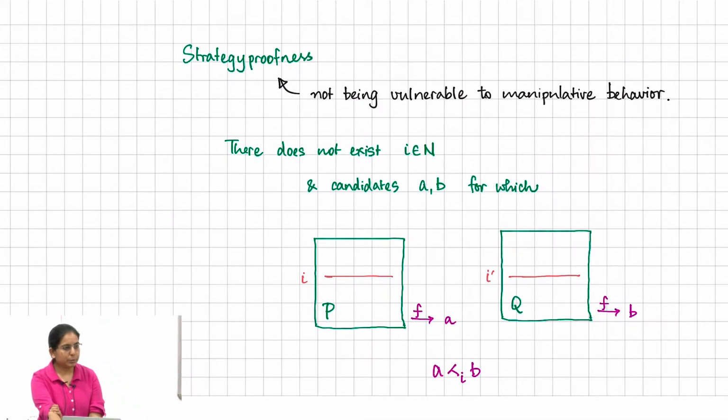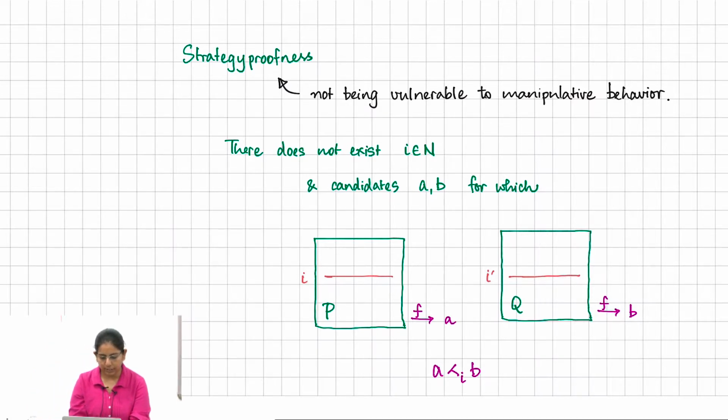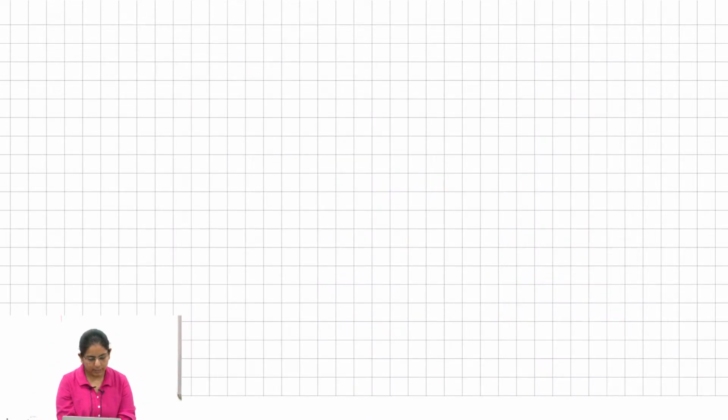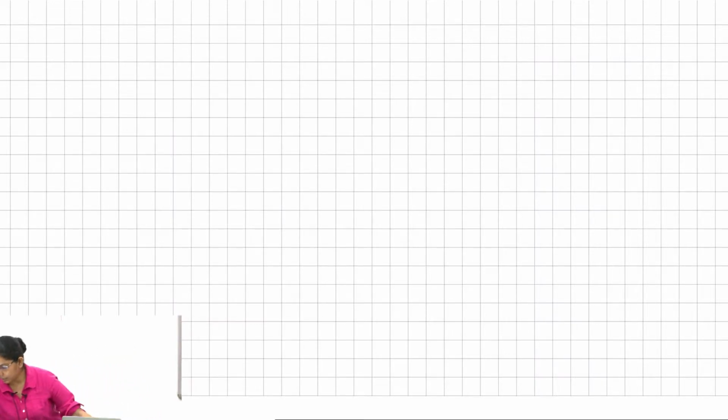So are these two properties clear? The property of being onto and the property of being strategy proof. Yeah, you don't create manipulative scenarios and you give everyone a chance to win. That again seems like a perfectly reasonable set of properties to expect.